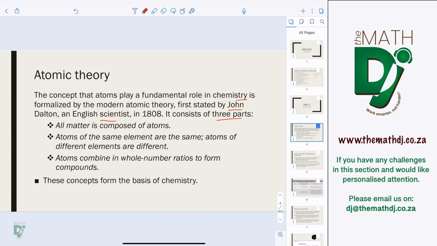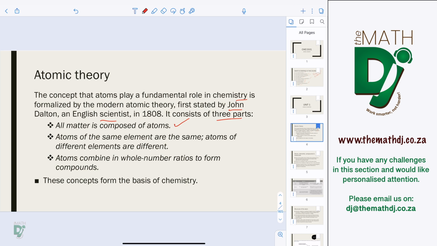These 3 parts form the foundation of the chemistry that we shall cover in this course and all chemistry in general. The first part is all matter is composed of atoms. Whatever you think of, wood, metal, bread, everything is composed of atoms. Then 2, atoms of the same element are the same. Atoms of different elements are different.